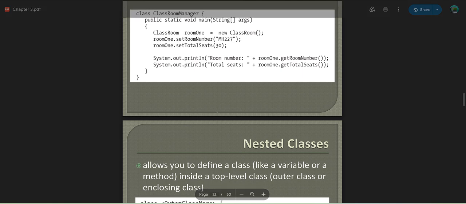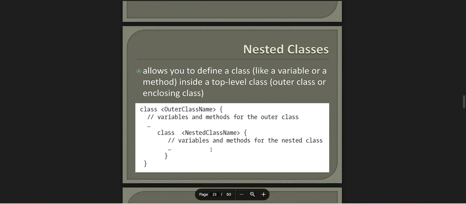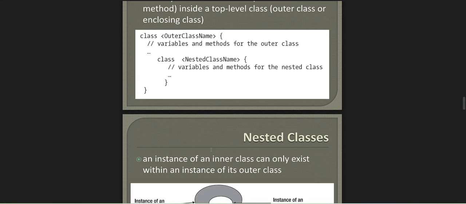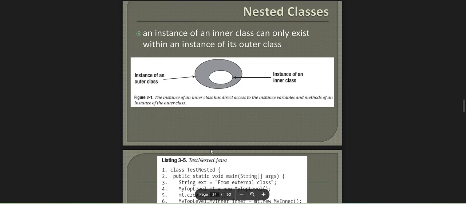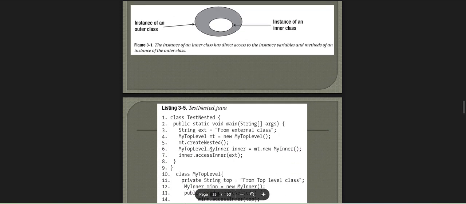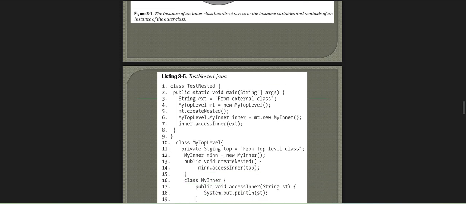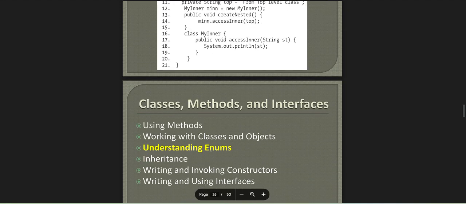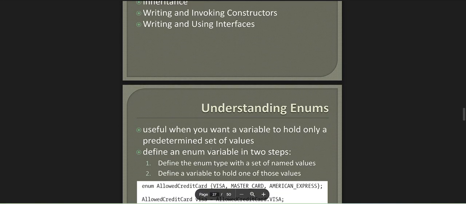Nested class: used to define another class inside a class, with its own variables and methods. A nested class is an instance of the inner class that only exists within the instance of the outer class. For example: public static void main, create my top level, my inner class, top level private String top, class inner. Inner classes.